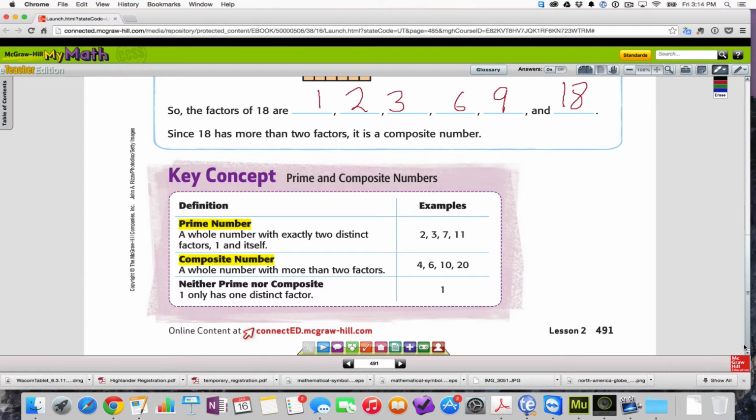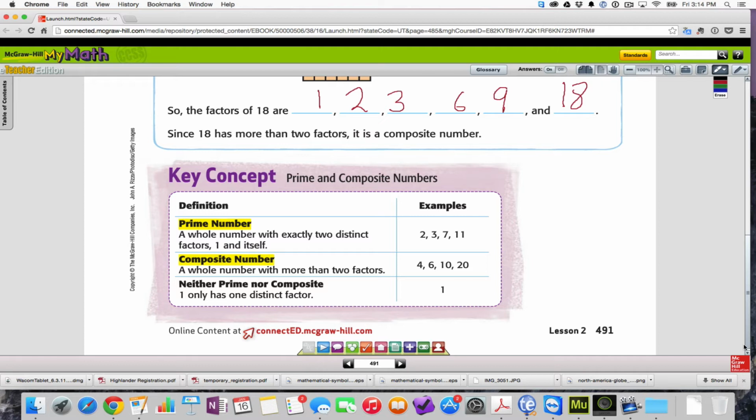A composite number is a whole number with more than 2 factors. So 4 is not only divisible by 1 and 4, but 2 times 2 also equals 4, and so that is a composite number. There's more than just 1 and the number that go into it.